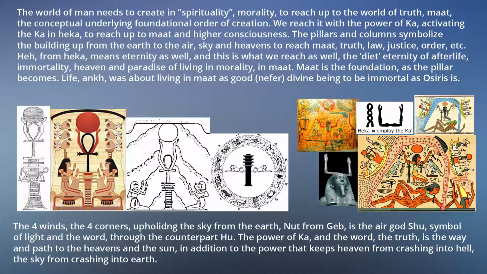And that's what the Heka employing the Ka is, because when we employ the Ka properly and good and create a good on earth, well, that's the symbolism for the afterlife and immortality and eternity and heaven and paradise of living in morality on earth. That's what the goal is. So like Ankh, life, was about living in Ma'at as good, which is the word Nefer, N-F-R. Can you see Nefer anywhere? Well, that just means good or beauty, which, I guess it depends on the context, but pretty much the same thing. And this is where Plato got his ideas from.